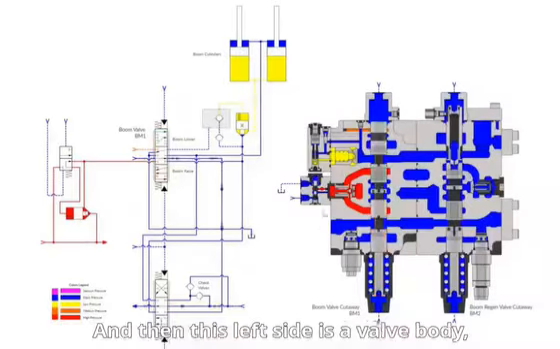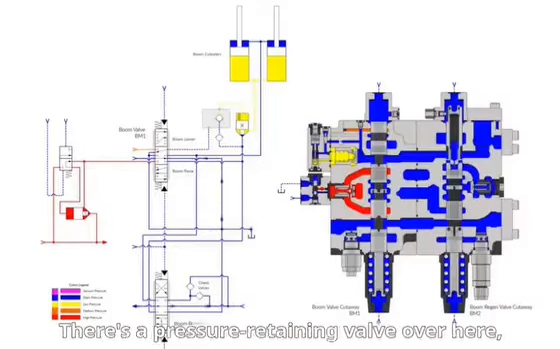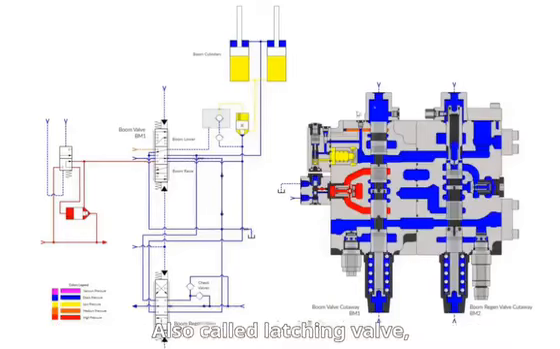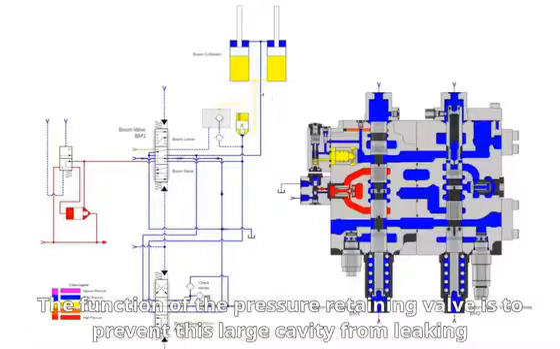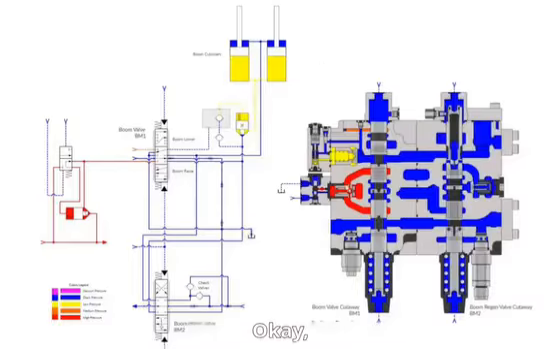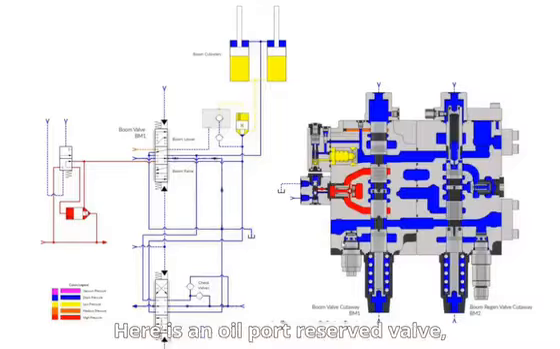Okay, this left side is a valve body, and on the right is a valve body. For the left valve body, there's a pressure retaining valve over here, also called a lockout valve, corresponding to the structure in the highlighted part of the picture. The function of the pressure retaining valve is to prevent the large cavity from leaking and causing the arm to fall. Here is a one-way valve, see the highlighted part of the one-way valve. And then here's the lead part. Here is an oil port reserved valve.